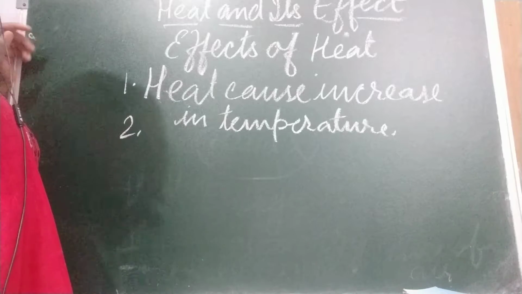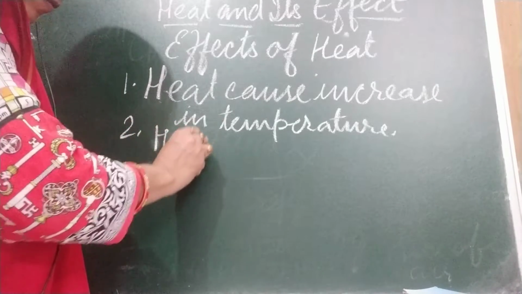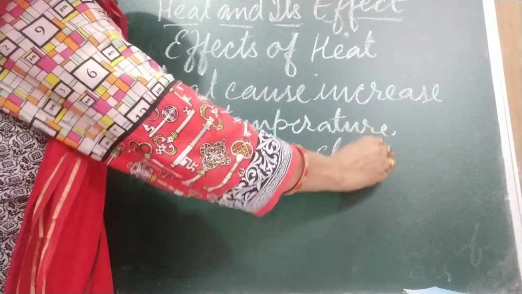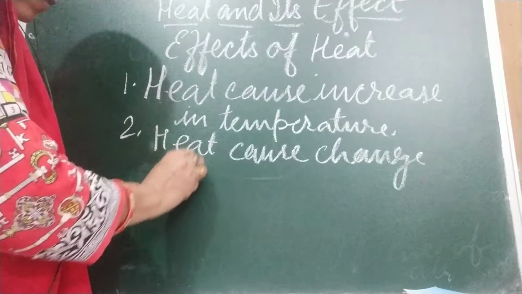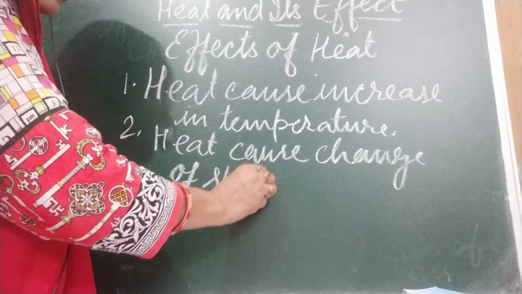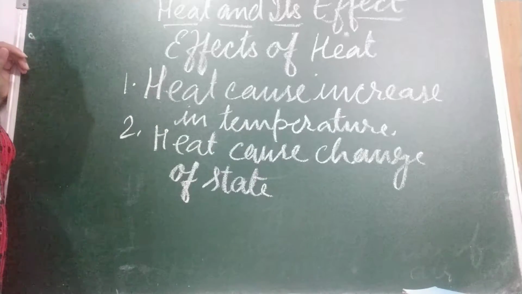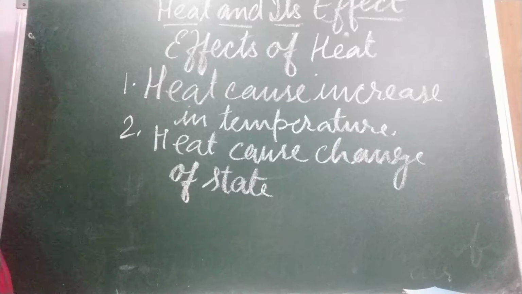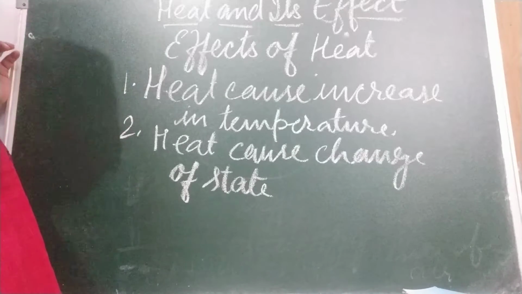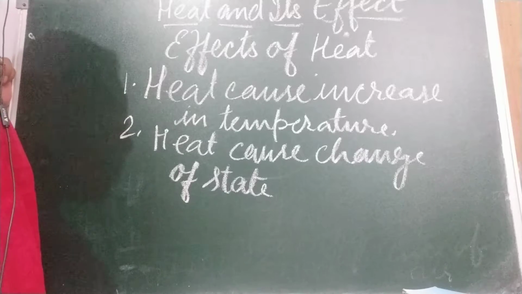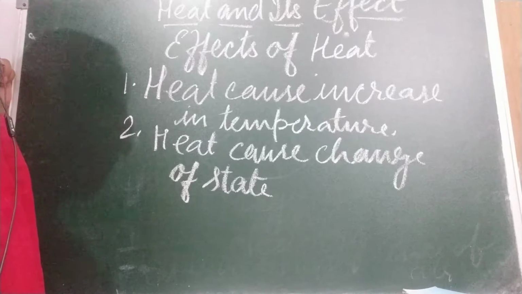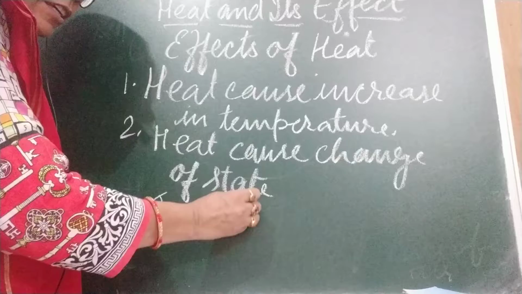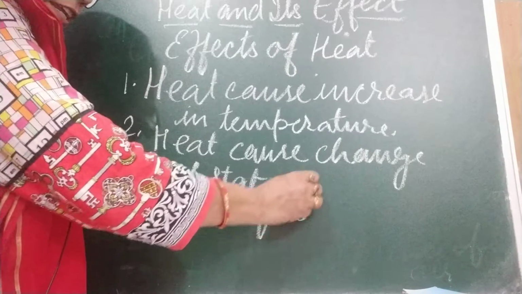Second, heat causes change of state. When we heat a solid, it turns into liquid. When we heat a liquid, it turns into gaseous form. Children, you know ice is in solid form. When we take it out from the fridge or freezer, what happens? It gets heat and turns into liquid, that is water.